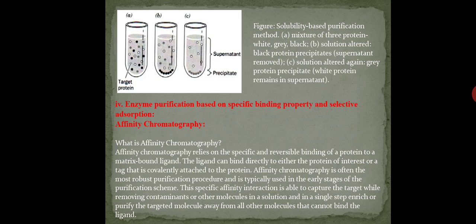So yes, here three tubes are being shown. We'll see about the tubes, which consist of simple normal water, and our target protein is there. The protein structure has been shown in three colors. The first one is black, the second one is gray, and the third one is a colorless protein.